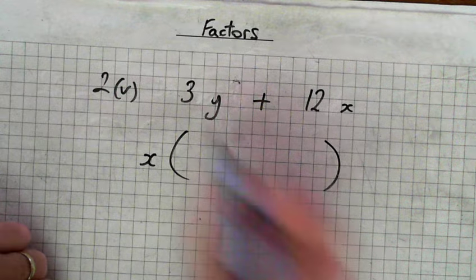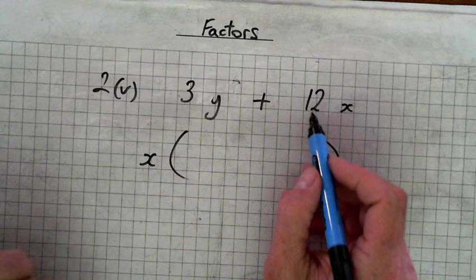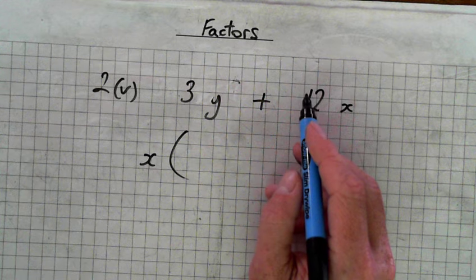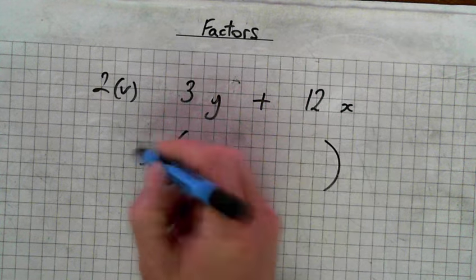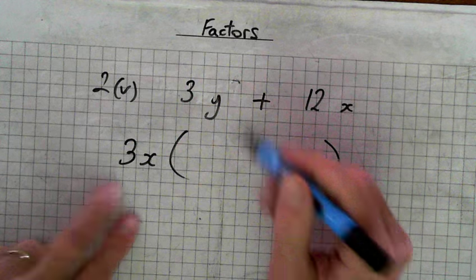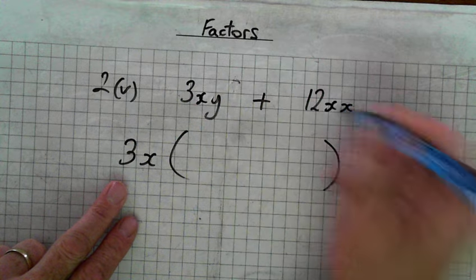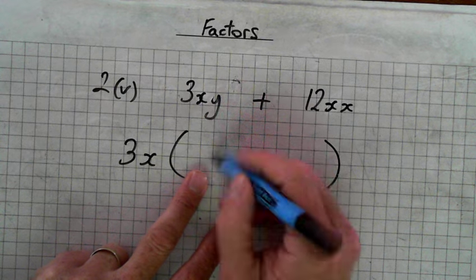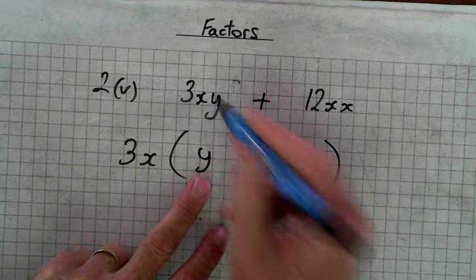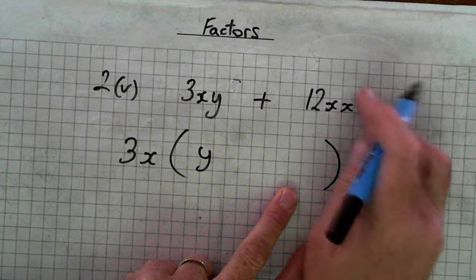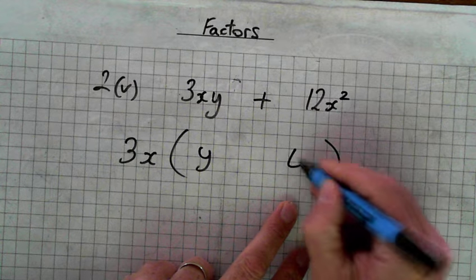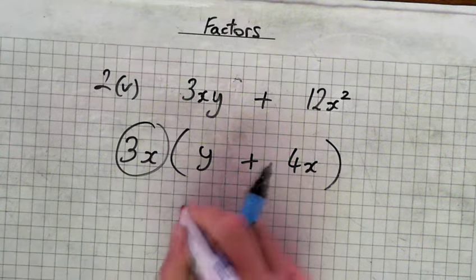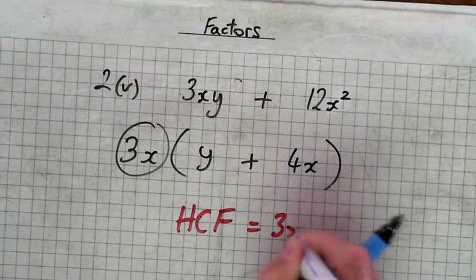Okay. What can I divide into 3 and 12? 3. Alright, so what's left? 3x times y is 3xy. 3x times 4x is 4x squared. What's the highest common factor? 3x. HCF is equal to 3x.